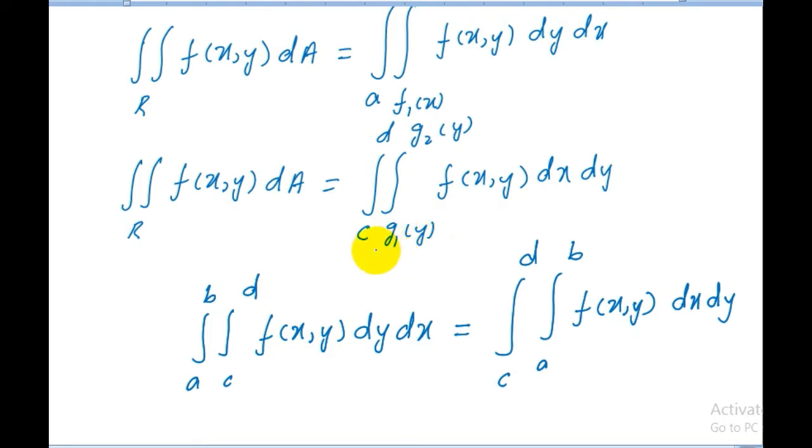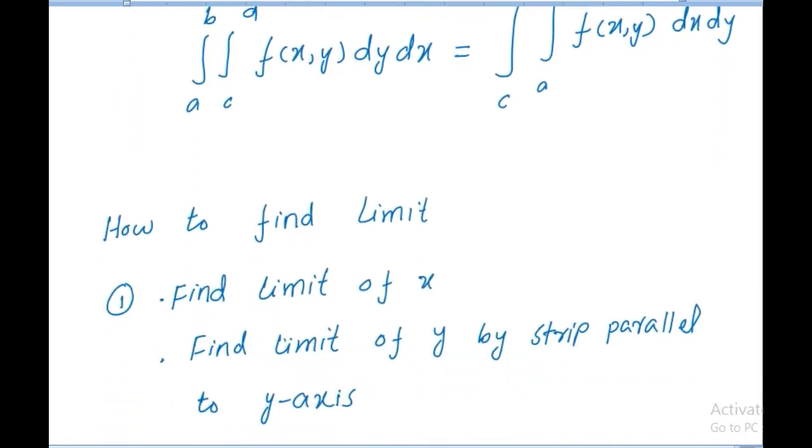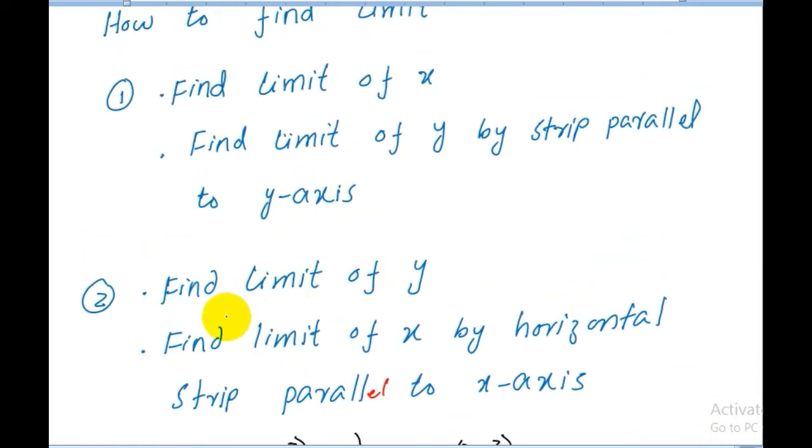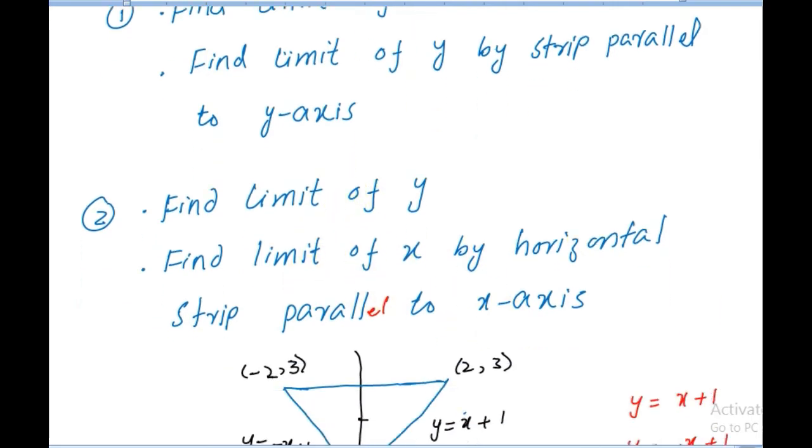Remember, while evaluating double integral, the most important task is to find these two limits. How to find these limits? For this we discuss two principles. The first principle is, first find limit of x and then find limit of y by a strip parallel to y-axis. And the second principle is, first find limit of y and then find limit of x by horizontal strip parallel to x-axis. How does it work? We discuss in an example.